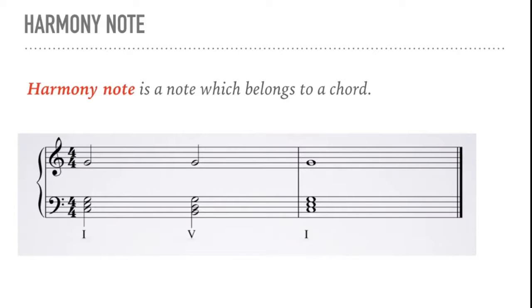Next chord is chord 5. And in the melody I also have G because G is also part of the first chord. Last chord is again C major with G in the melody, and G is a harmony note because it belongs to the chord. Any of these 3 notes could be a harmony note. Okay?